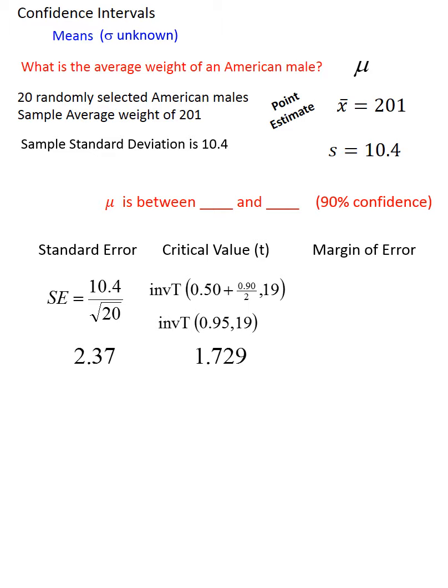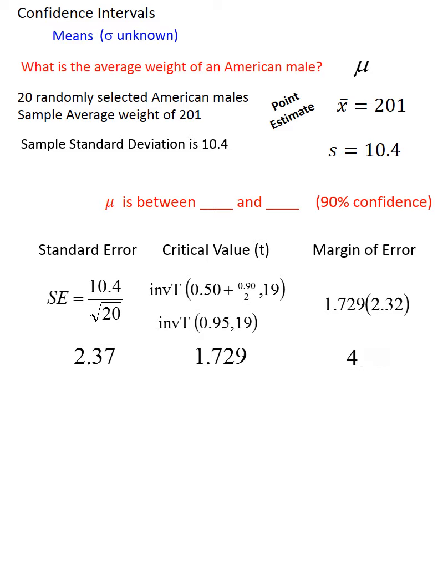Next, let's compute margin of error. In order to compute the margin of error, I simply have to multiply my critical value times my standard error. And that makes sense if you think about it this way. The critical value of 1.729 means that in order to have a 90% efficient process, I can be off by 1.729 standard errors. If each standard error is 2.37, then I would multiply those to get the amount that I can be off, also known as my margin of error.